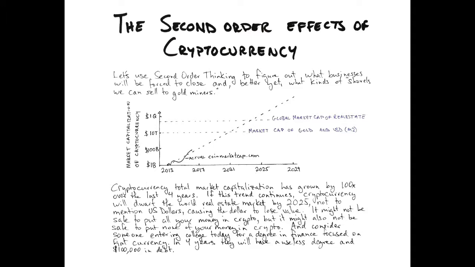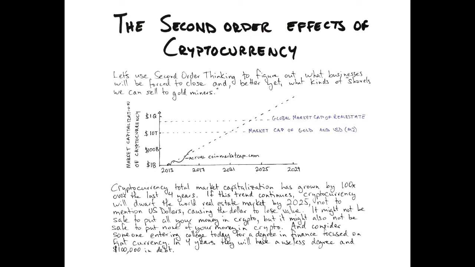So let's look at the market cap of gold. That's all the gold that anyone owns in the world. That's around $9 trillion. So we're looking at 2021 as when cryptocurrency will be worth more than gold and worth more than US dollars. I put M2 in parentheses here, because there are different definitions of what a dollar is. So it's the M2 definition.